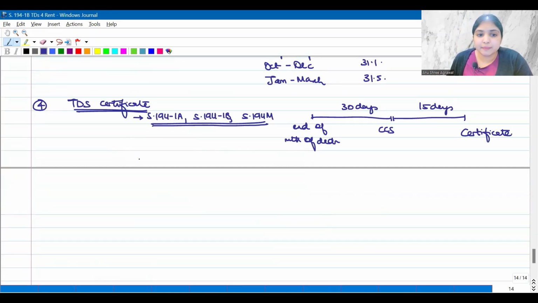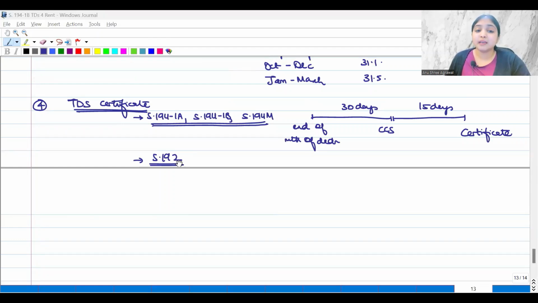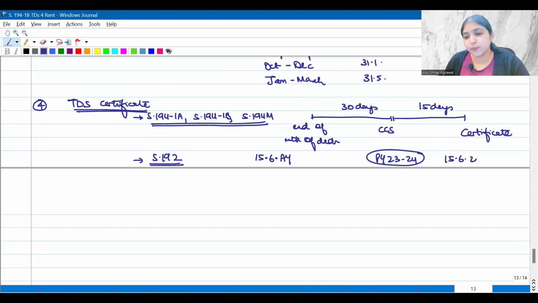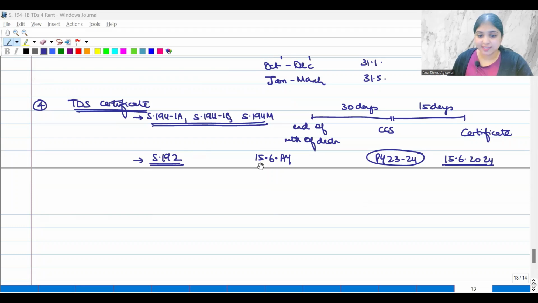Then, if you remember, under section 192, TDS on salary, I had told you that the TDS certificate will be given annually. By 15th of June of the assessment year, this certificate will be given. For example, for previous year 23-24, the TDS certificate for section 192 will be given by 15th of June of 2024. So under section 192, the TDS certificate will be given by 15th of June of the assessment year.